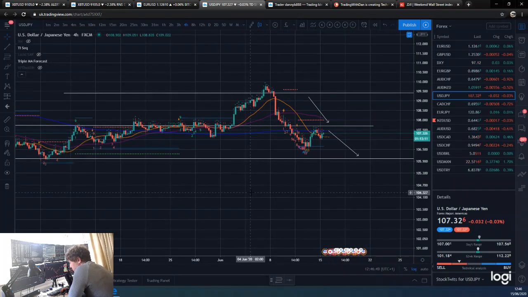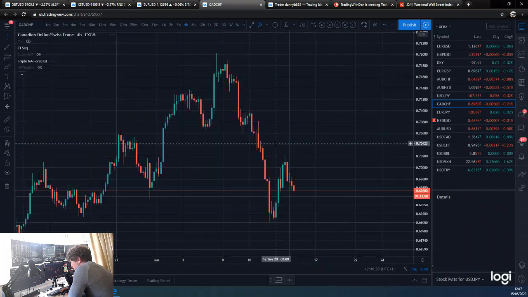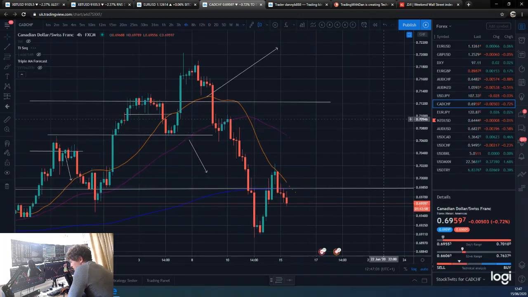See if we've got anything on the 4 hour. No real indication here on the 4 hour what's going on. No trades from the 4 hour either. We didn't close above that 9. No 4 hour trades. Canadian dollar, Swiss franc.